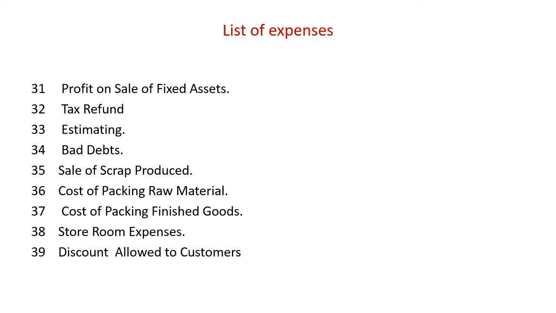Next, cost of packing raw material. Add it in direct material. And next, scrap value of packing and empty containers of raw material. This value is less from direct material. And cost of packing finished goods, it is related to sales, so it is selling and distribution overhead.